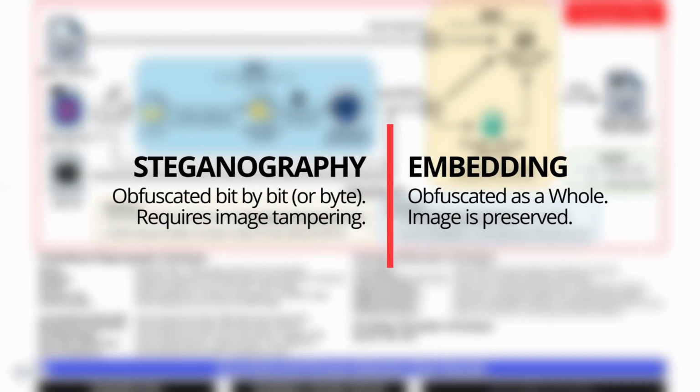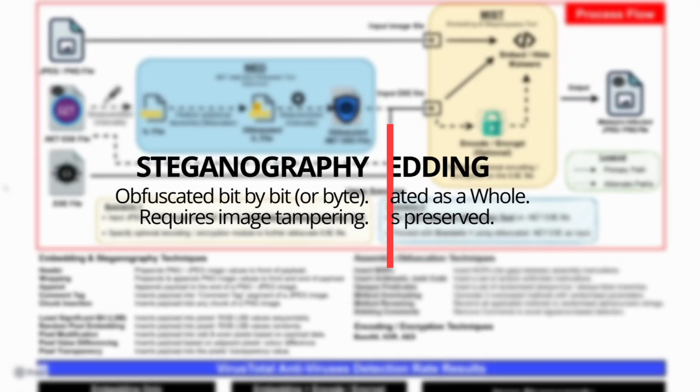The difference between steganography and embedding techniques is that stego breaks up the malware data into various bits, whilst embedding keeps the malware data whole, only breaking them down into sections of bytes if necessary.